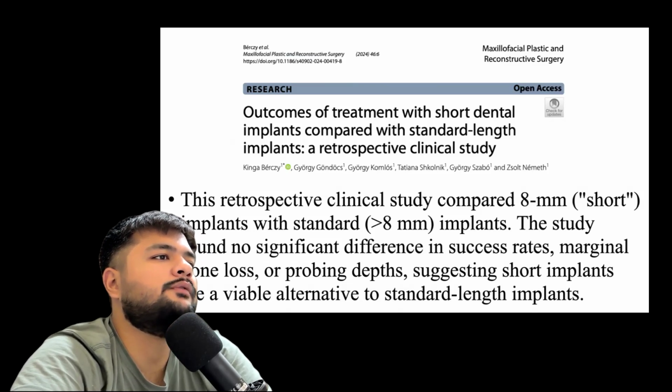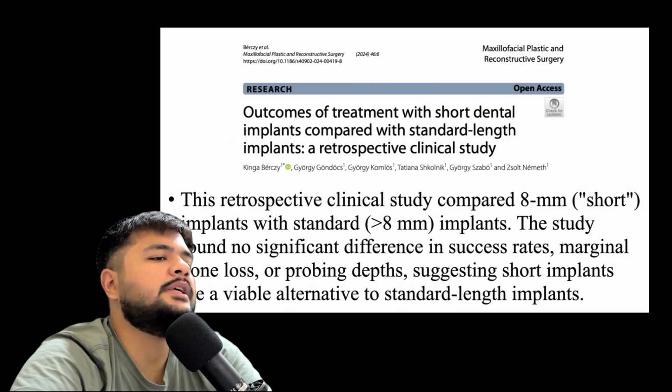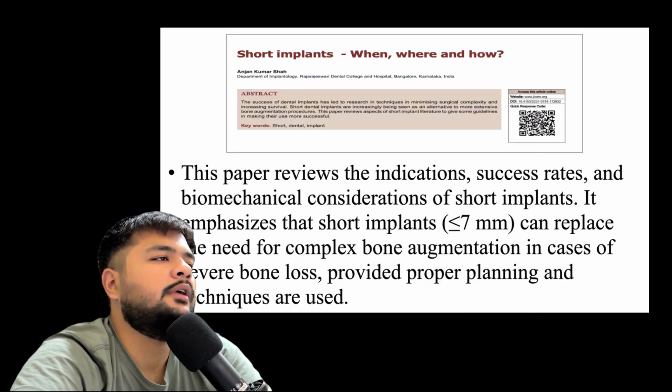So, this article, Outcomes of treatment with short dental implants compared with standard length implants, a retrospective clinical study by Burzi et al., in the year 2024 in Maxillofacial Plastic and Reconstructive Surgery. This retrospective clinical study compared short implants of 8 mm with standard implants of more than 8 mm. The study found no significant difference in success rates, marginal bone loss, or probing depth, suggesting short implants are a viable alternative. Then coming to Short implants: when, where, and how, by Anjan Kumar Shah, Department of Implantology, Raja Rajeshwari Dental College and Hospital, Bangalore, Karnataka.